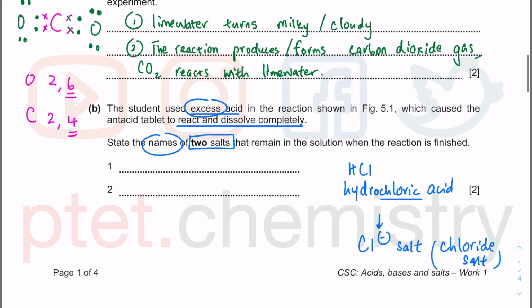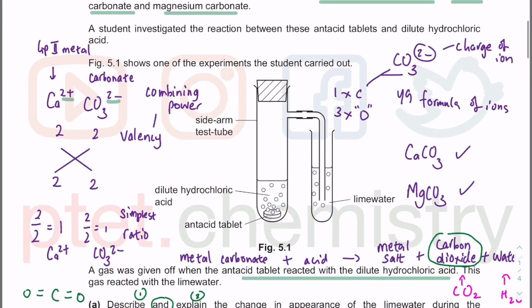So what is the metal? The metal earlier was calcium carbonate. So you are going to get calcium chloride. The other metal carbonate was magnesium carbonate. So you're going to get magnesium chloride. Of course, we also had another one, which I mentioned earlier.